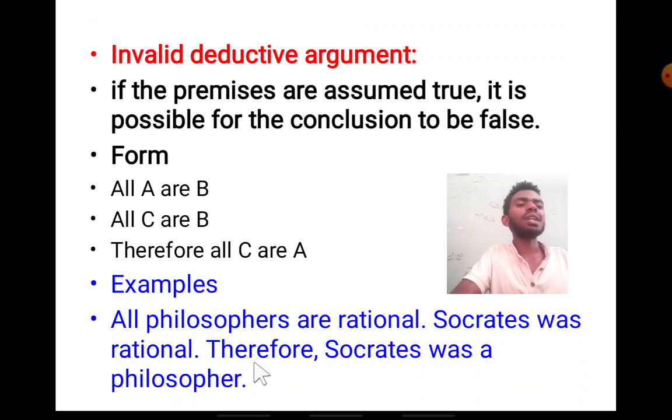Inductive: if premises are assumed true, it is possible for the conclusion to be false.